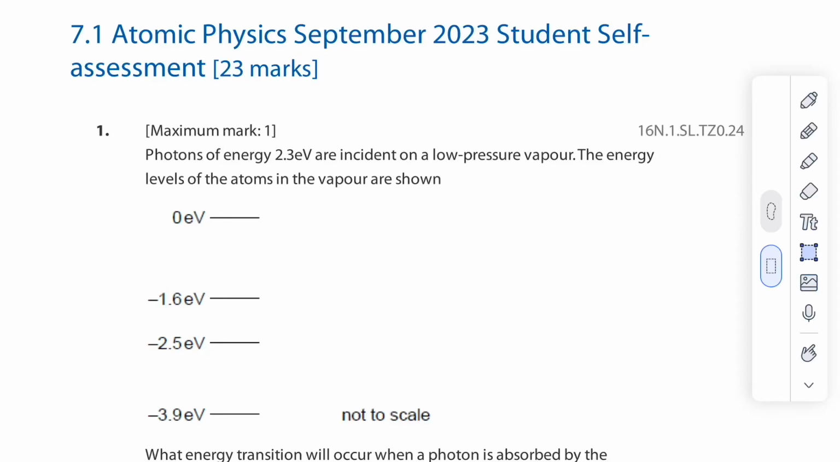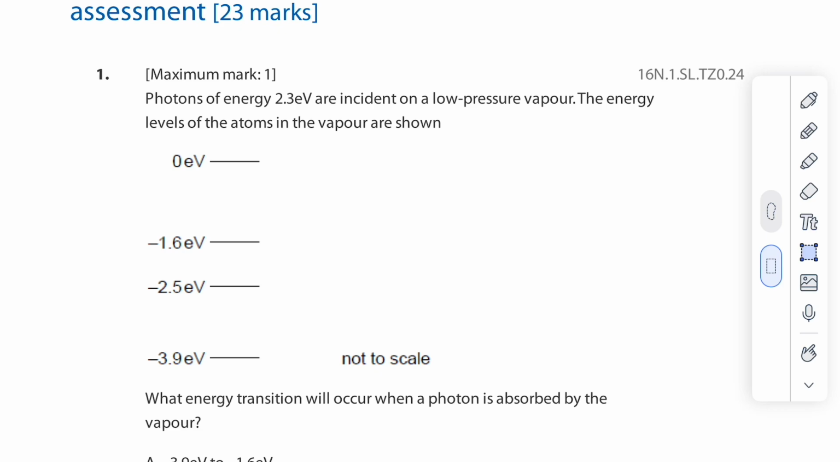So welcome. This is Atomic Physics from IBDP, past paper questions, physics, HL and SL combined. So here are a few past paper MCQ questions based on the topic atomic physics.